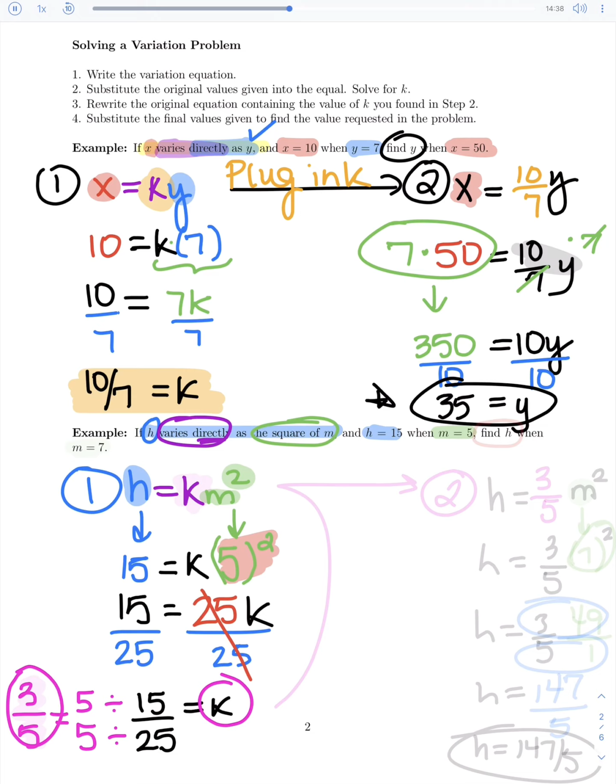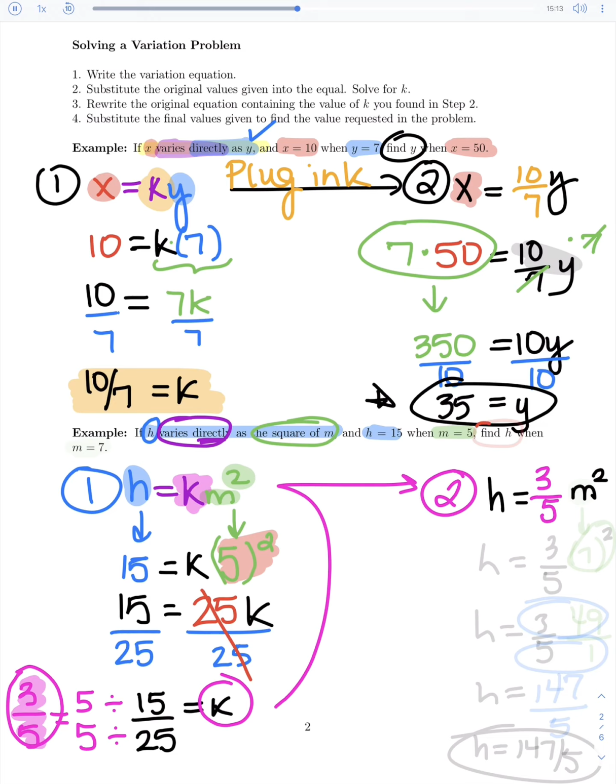Now, what do I do with it? I need to go back up to the original and plug it in. So this will give me a new equation of h equals, we just said that k is equal to 3/5. So let's plug that in. H equals, so we'll replace the k with 3/5. And the next part was that m was squared. Okay, so we basically just used all that information to find k and plug it back in. Okay, now we're not done.